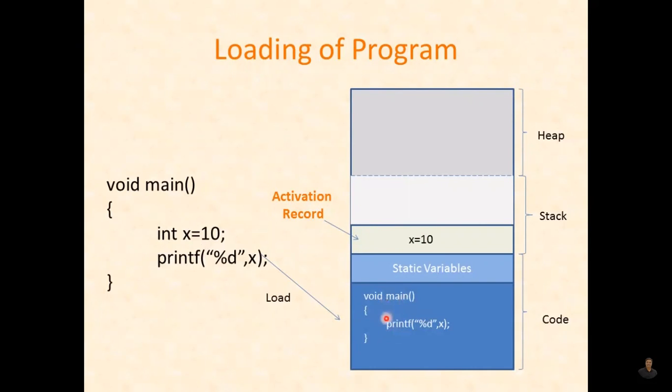When the instructions of main function executes and they have to access the data, they will access data from here, from the stack. X means it will refer to this location in the stack inside the memory.